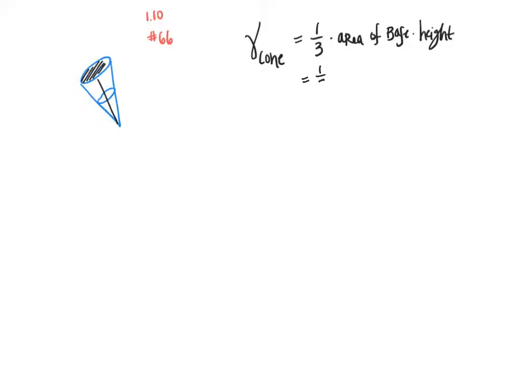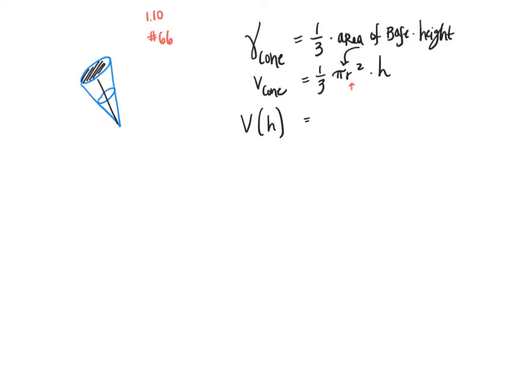Now what's the base? The base is a circle, so that's going to be pi r squared times the height. So we have to write a function, and we're going to do v of h. So basically we need to get everything in terms of h. So I have to deal with this r squared. So let's look at what I have.